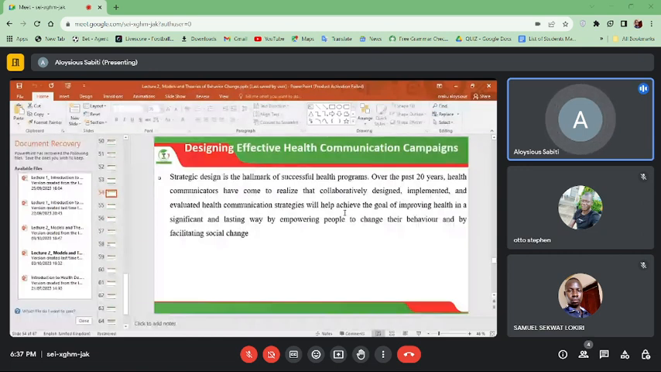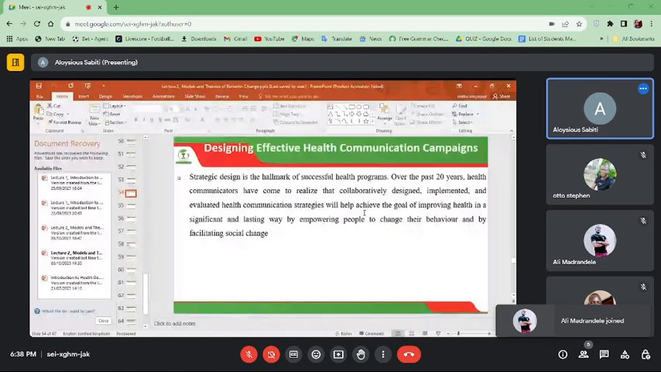the strategic way of designing, or what we call a planned way, is the way to go if we were to achieve a successful health program. And over the last 20 years, health communicators have come to realize that collaboratively designed, implemented, and evaluated health communication strategies will help achieve the goals of improving health in a significant and lasting way by empowering people to change their behavior and by facilitating social change.